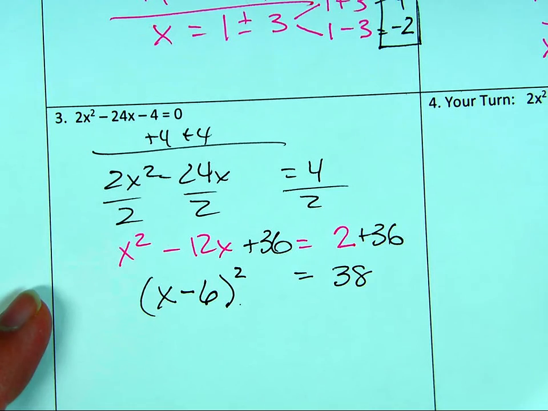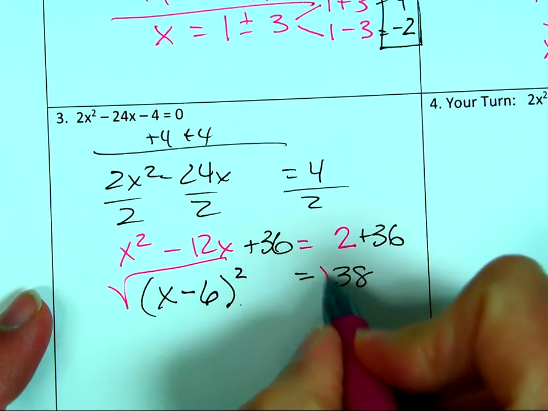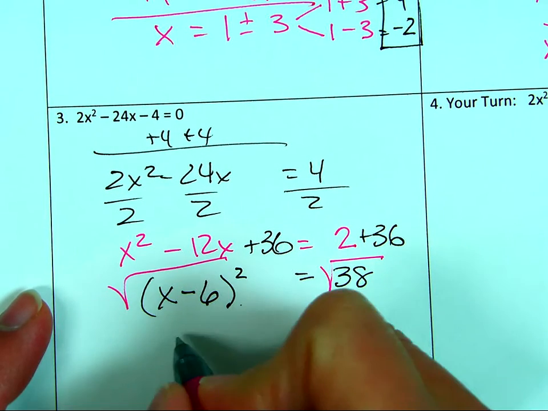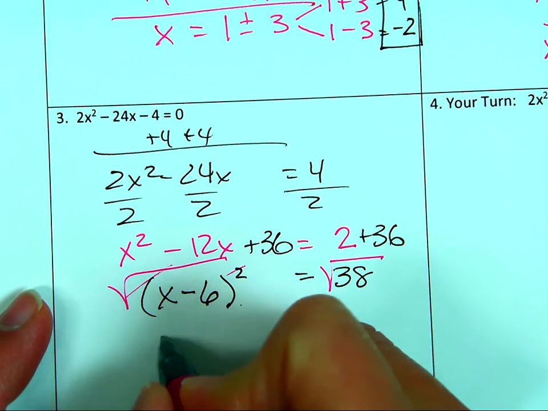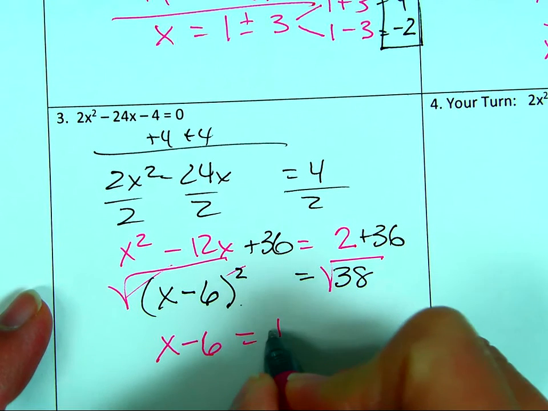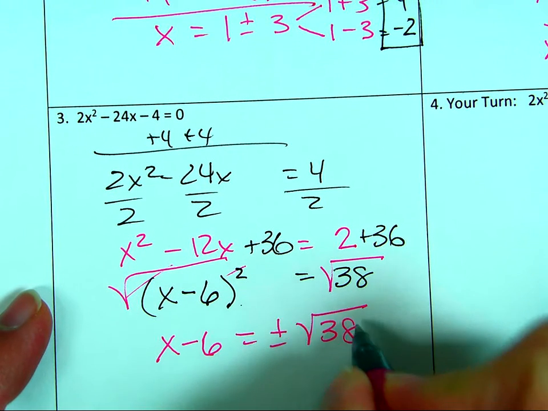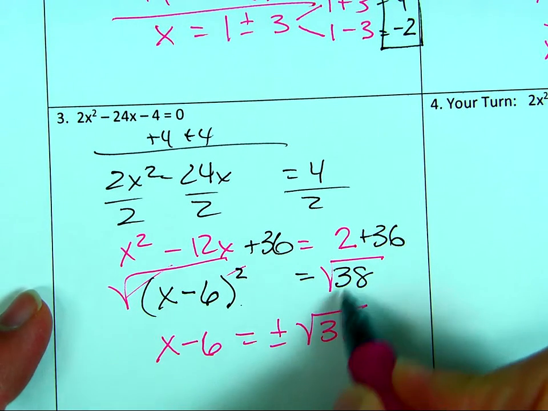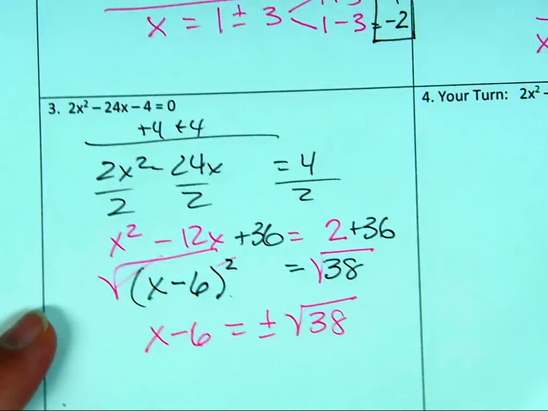That's what gets me x squared minus 12x plus 36. And now I am ready to take the square root of both sides. And you'll notice that the square root of 38 is going to be irrational. So these cancel. I get x minus 6 equals plus or minus the square root of 38. So a lot of people have been missing the square root. You need to take the square root there. And now it's a calculator problem.